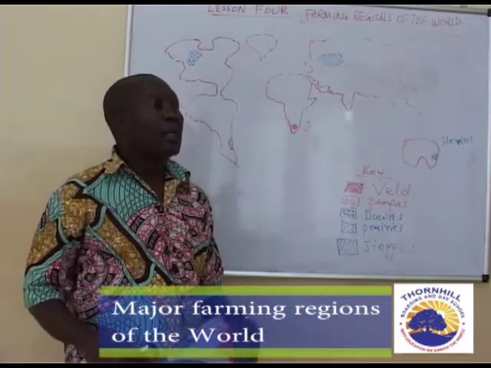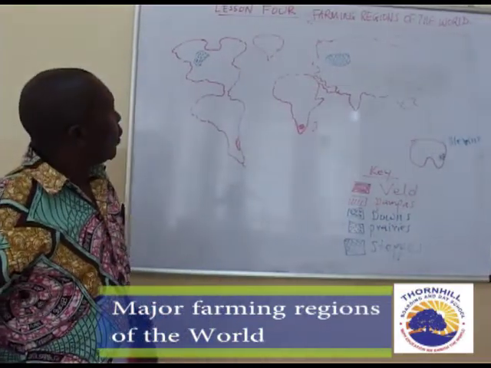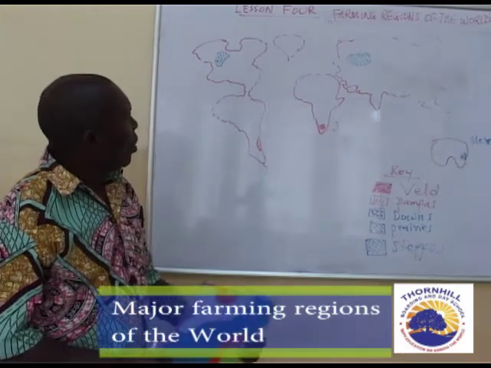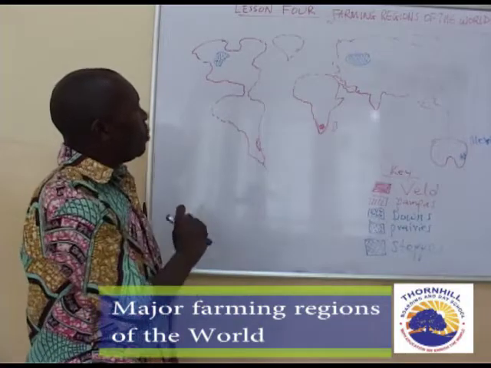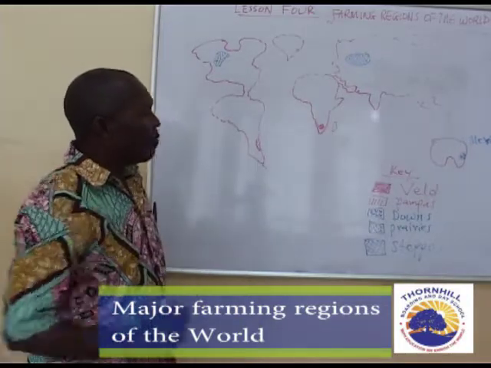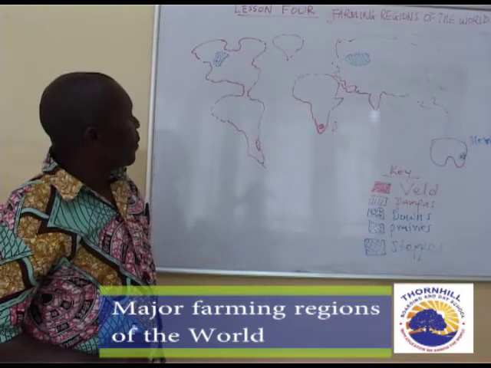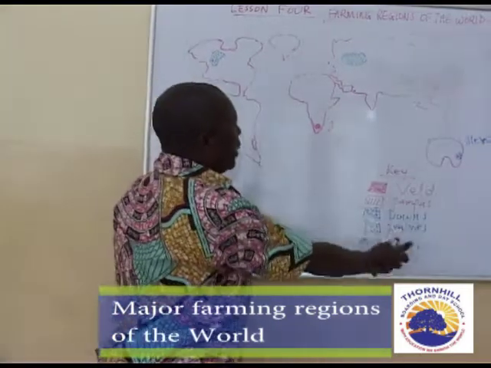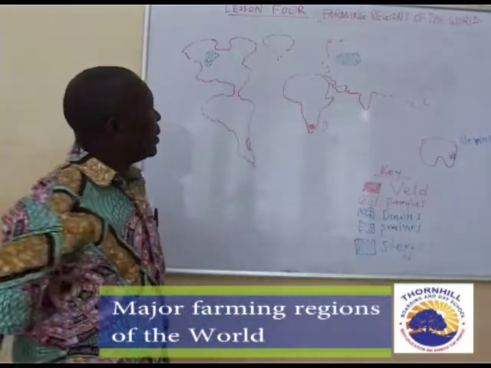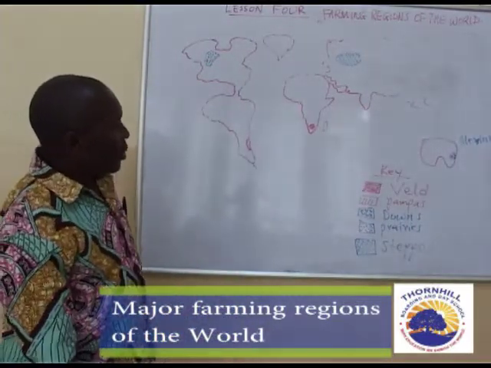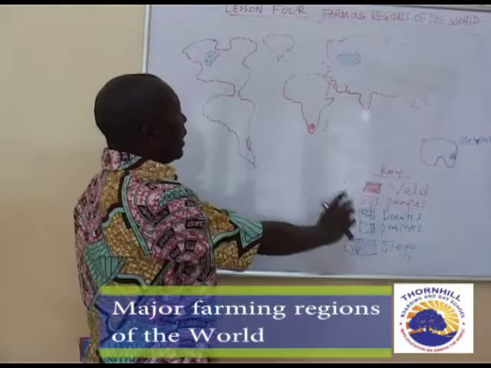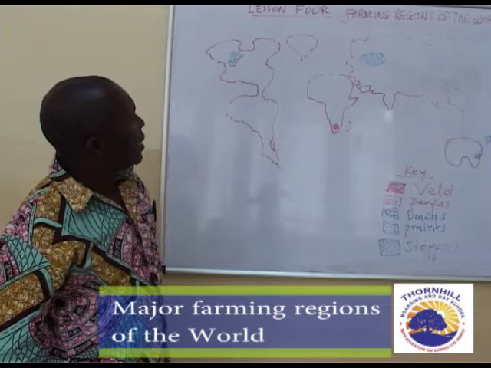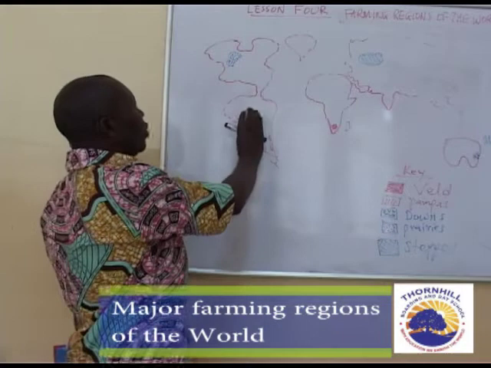I have an exercise for you where you are supposed to, on a blank world map, plot the 5 farming regions. You can put them in any order, but the 5 of them should appear, and then you make your own key and show the positions. Also, on top of that, I will need you to name the continents.